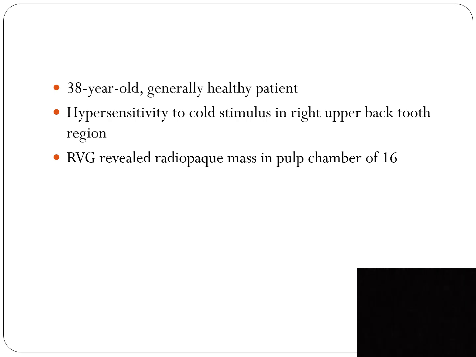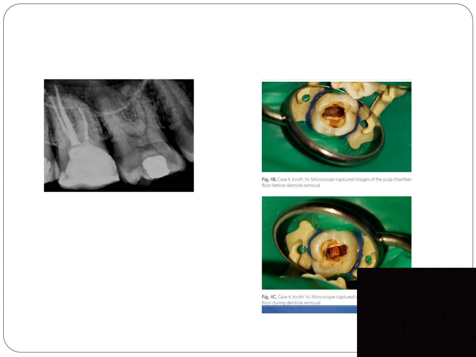I'm presenting a case scenario where a 38-year-old otherwise healthy patient reported to a clinic with hypersensitivity to cold stimulus in the right upper back tooth region. From the history, it gives us a clue that the patient is suffering from a kind of reversible pulpitis. Obviously, an RVG was taken to assess the pulpal involvement, and under the RVG there was a radiopaque mass in the pulp chamber of 1/6. In the 1/6 region, there is an already existing restoration below which a secondary caries has progressed and involved the pulp.